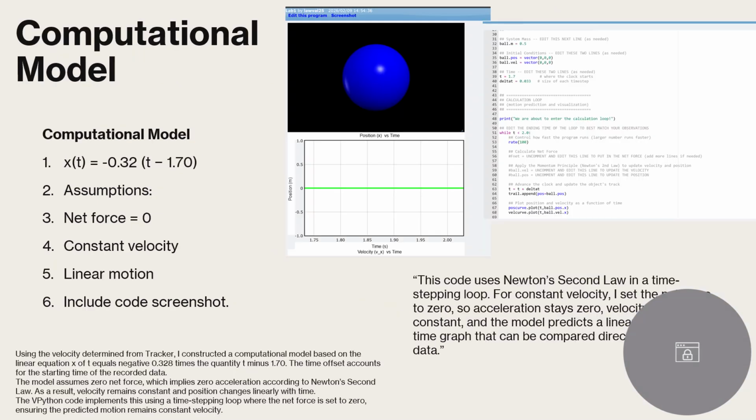A computational model, aka the GlowScript. This code uses Newton's second law and a time-stepping loop for constant velocity. I set the force to zero so acceleration stays zero, velocity constant, and the model predicts a linear position-time graph that can be compared with our data from earlier. So the assumptions: net force is zero, constant velocity, linear motion, and everything is included in the screenshot.